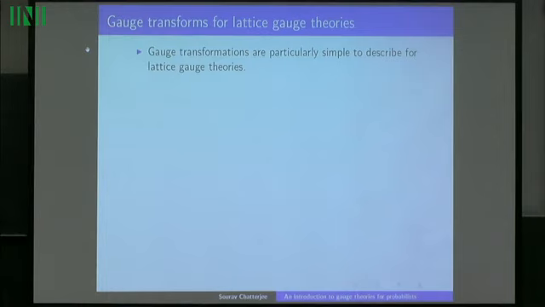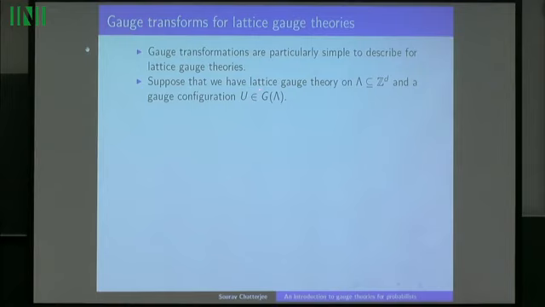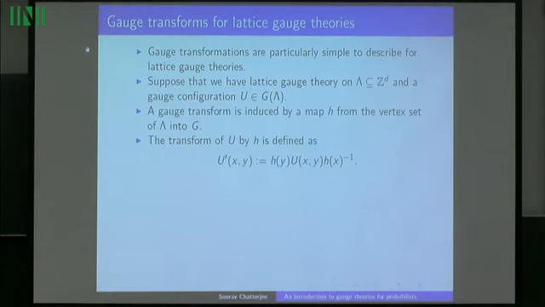Gauge transforms from a lattice gauge theory are simple to describe. Suppose you have a lattice gauge theory and a gauge configuration U. A gauge transform is induced by just a map from the vertex set into G. So you have a group element on each vertex. Very simply, you take any group element attached to an edge, and you pre- and post-multiply it by the vertex elements, like this: U prime xy is hy u xy hx inverse.